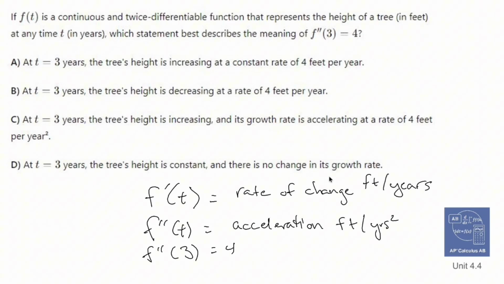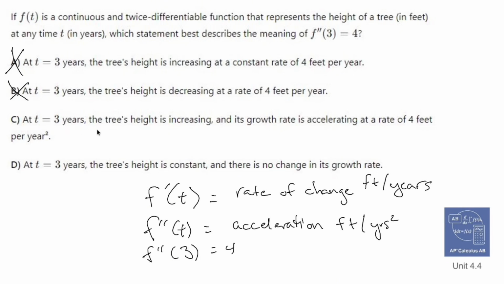Okay, so let's see what our options are. At time t equals 3, the tree's height is increasing at a constant rate of 4 feet per year. No, there's nothing constant about that. That's not true. That's talking about f prime of t, not what I want. At t equals 3 years, the tree's height is decreasing. Nope, because it's positive. That's not even an option.